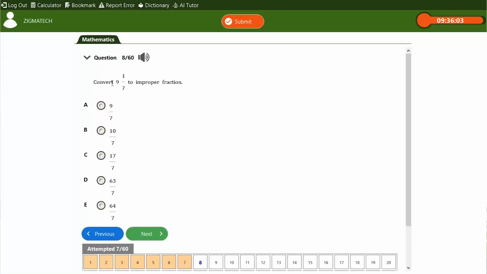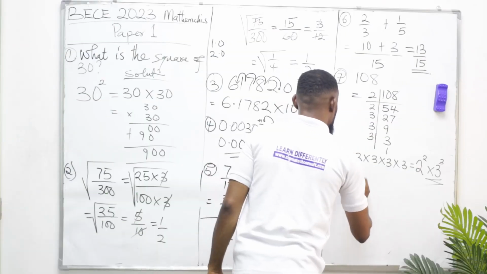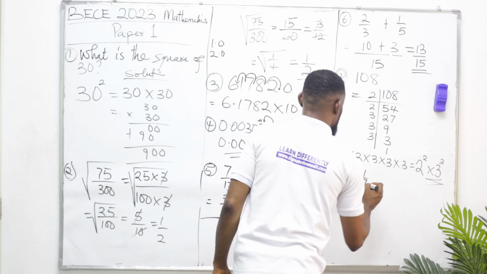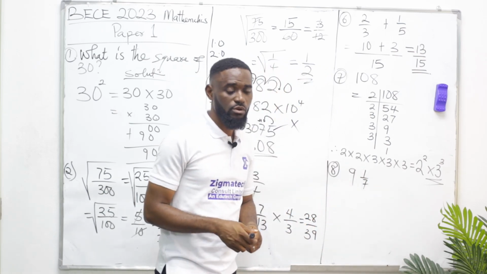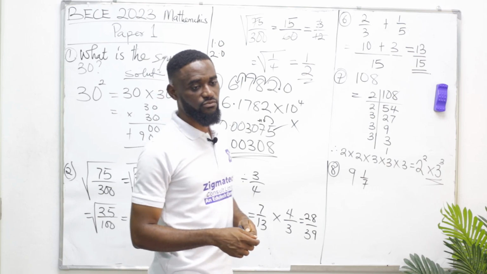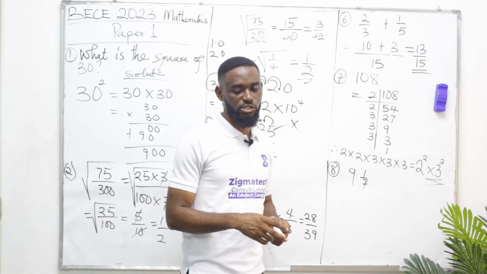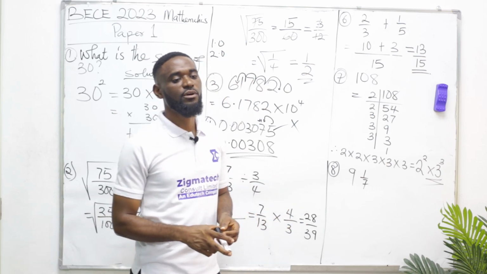So you don't need to take any of these topics for granted, okay? All right, so let's convert 9 whole number 1 over 7, right? Let's convert it to an improper fraction. Do you get that now? All right.